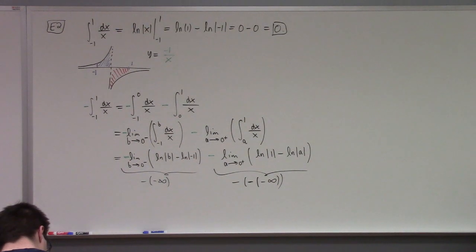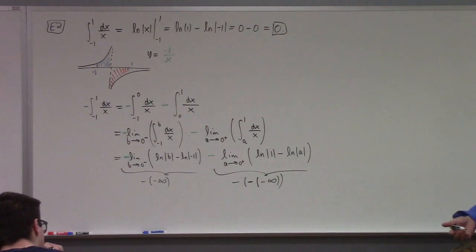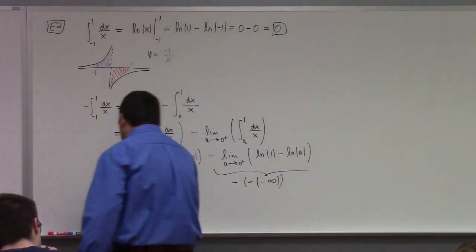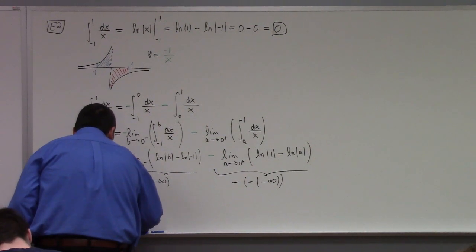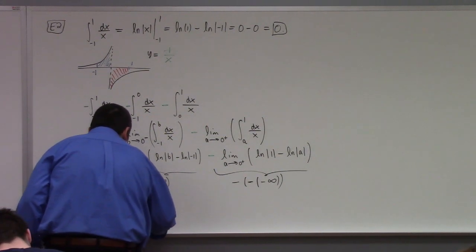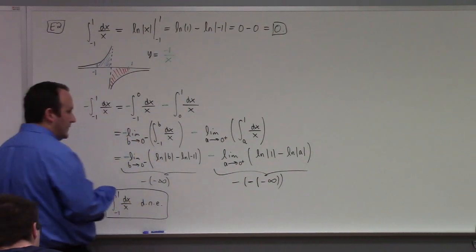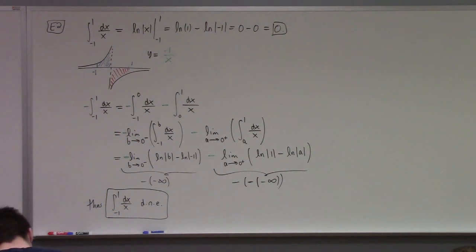Anyway, they do not cancel. These are separately infinity and negative infinity. So in summary here, the correct conclusion is the integral from -1 to 1 of dx over x does not exist. Now, does not exist means that I can't settle on infinity, I can't settle on minus infinity, it's just neither.